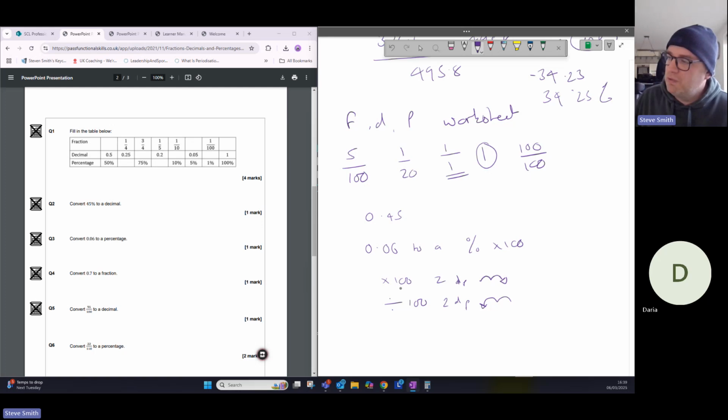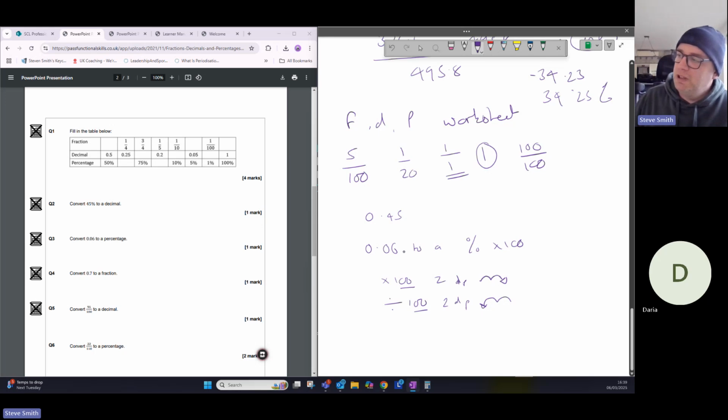So however many zeros you've got here, that's how many decimal places you're moving it. When we're converting a decimal into a percentage, we're just going to literally times that number by 100. So we're going to go 1, 2. As you can see, 6%. Okay, and it's a giveaway.